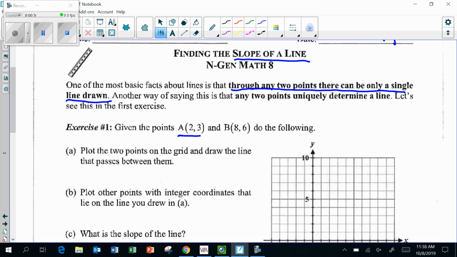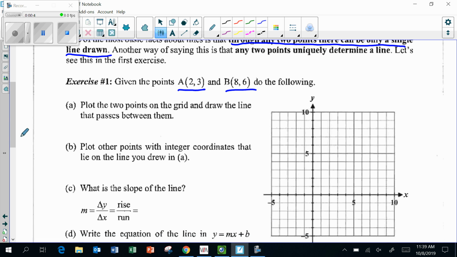Given the points A (2, 3) and B (8, 6), do the following. The first thing we're going to do is plot the 2 points on the graph. A is at 2, 3: 1, 2, then 1, 2, 3, put a dot. And B is 8, 6: 1, 2, 3, 4, 5, 6, 7, 8, then 1, 2, 3, 4, 5, 6.